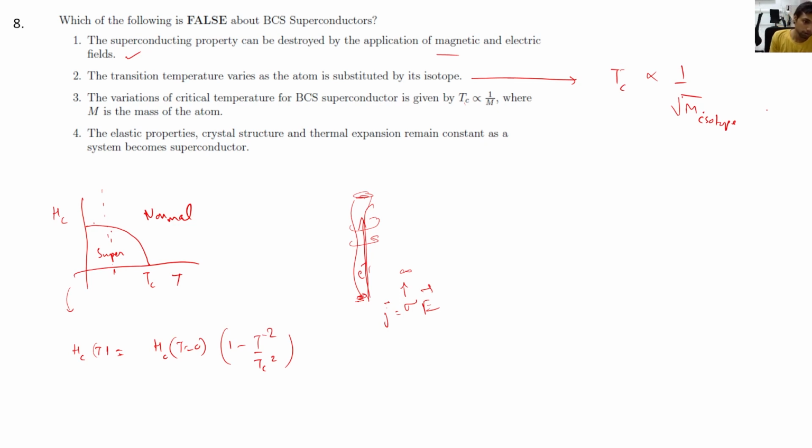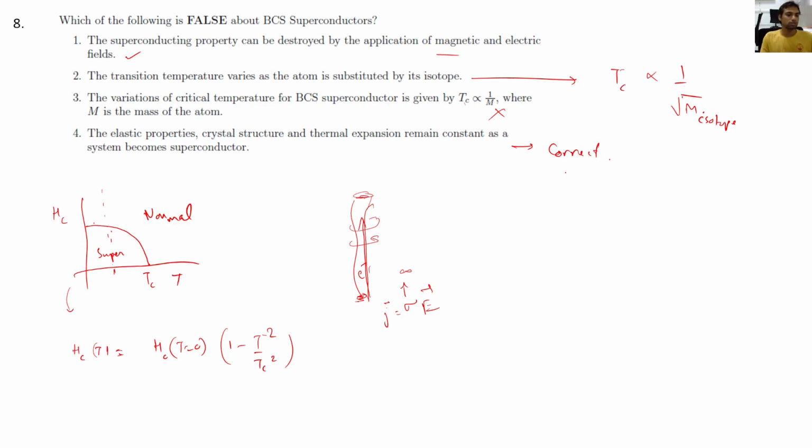So the transition temperature varies, that is why it is true. The variation of critical temperature is given by Tc is inversely proportional to m. So this statement is wrong. It has to be inversely proportional to the square root of m, where m is the mass of the atom. The elastic properties, the crystal structure, and the thermal expansion remain constant as the system becomes superconducting. This statement is totally correct.